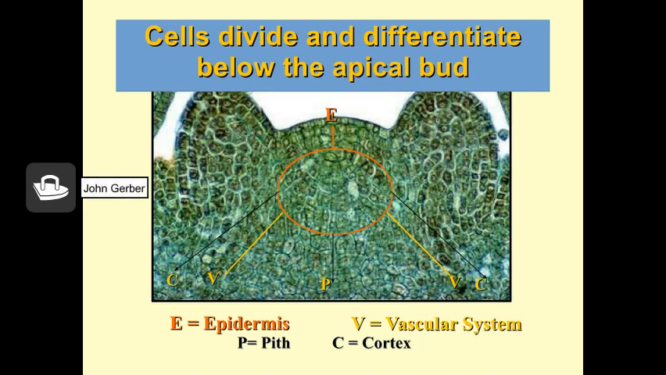As the cells in the meristematic region of the shoot apex divide and grow, they become specialized into the internal tissues of the stem. The apical meristem gives rise to four main tissues: the epidermis, the vascular system, the xylem and phloem, the pith, and the cortex.